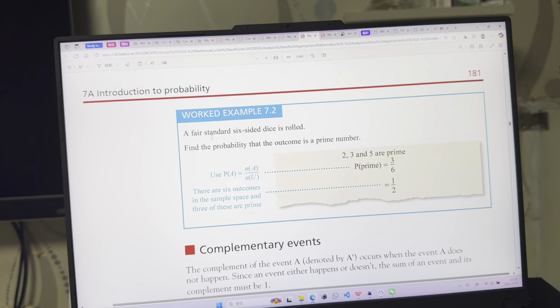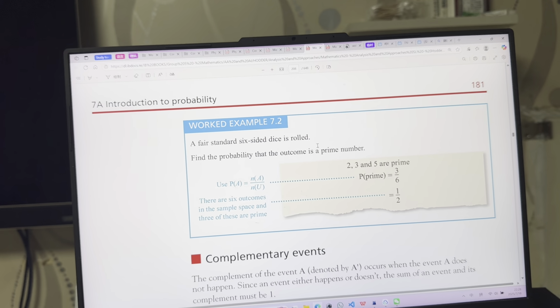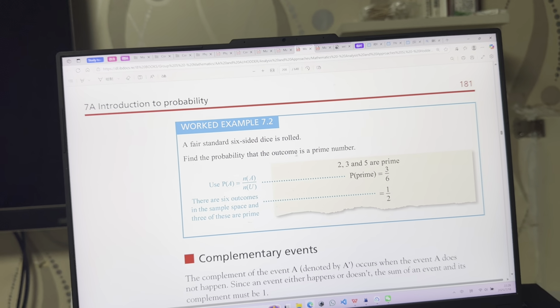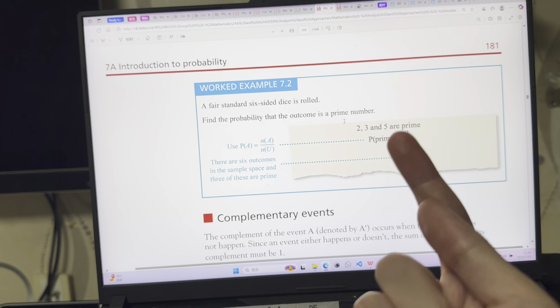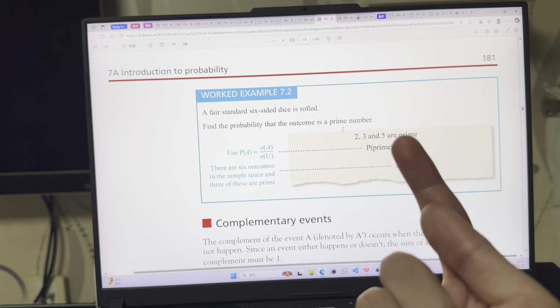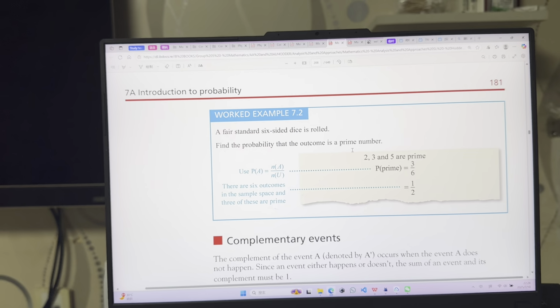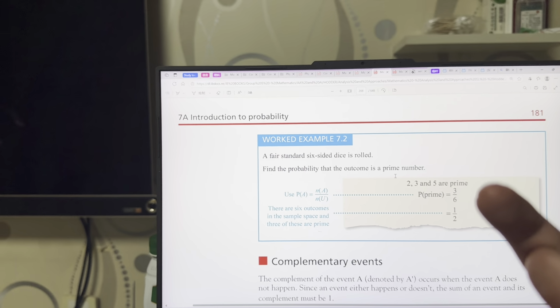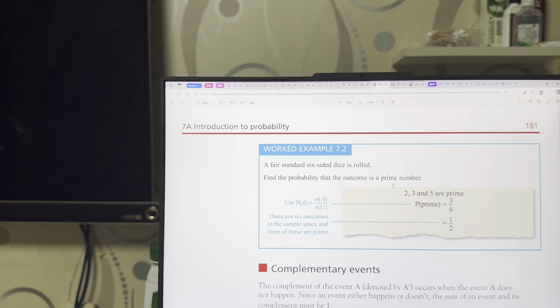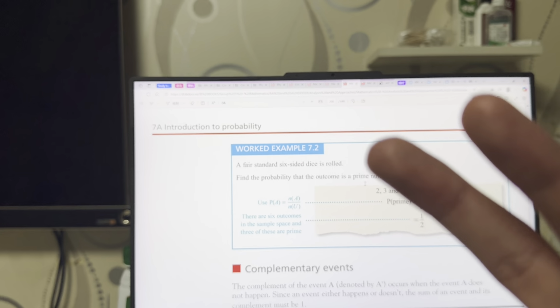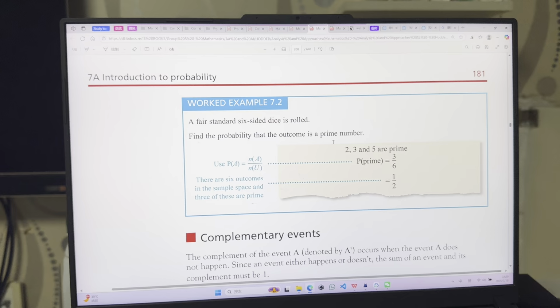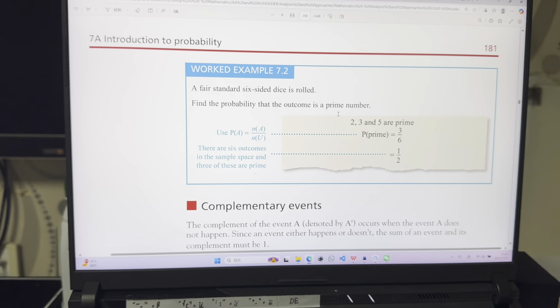A fair standard 6-sided dice is rolled. Find the probability that the outcome is a prime number. Remember the definition of prime number, don't forget it. A prime number is a positive integer which is more than 1, and this positive integer only has 2 factors, which are 1 and itself.